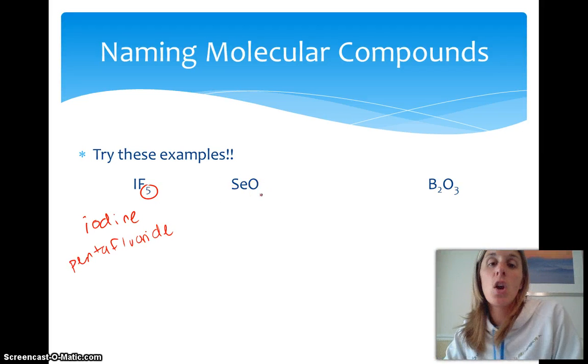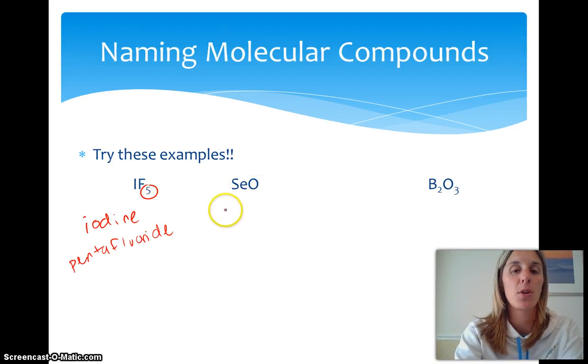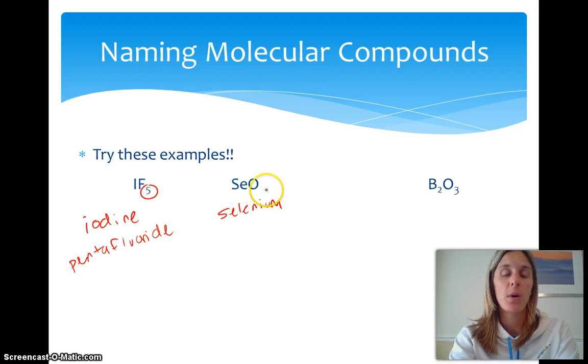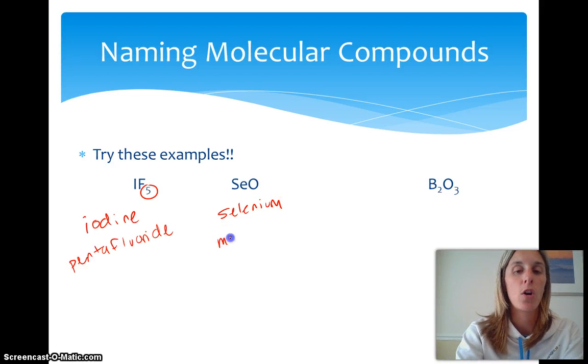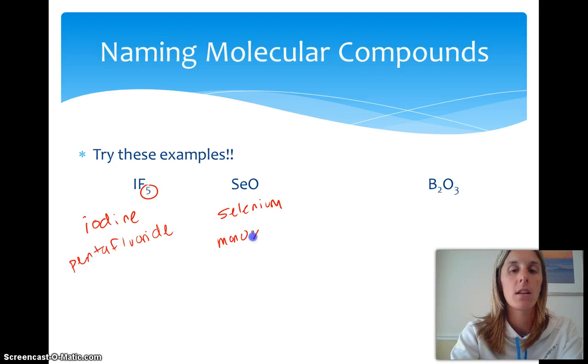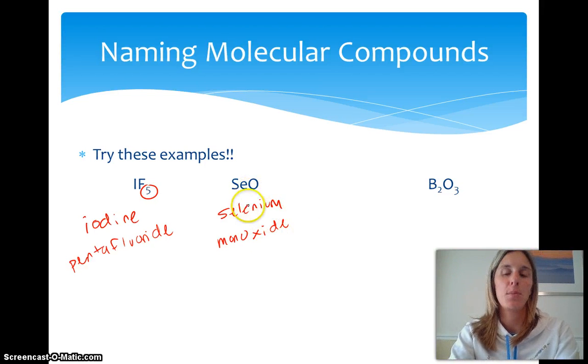This next guy here, we again have single elements present, so we never use mono for the first element. So Se, we just copied straight off the periodic table. So that would be selenium. The O is oxygen, and there's only one of them present, so we use the prefix mono, and the oxygen becomes oxide. Now, because we already have an O present, we don't have to do mono and then the word oxide. You can just call it monoxide. So selenium monoxide is the name of our second example.